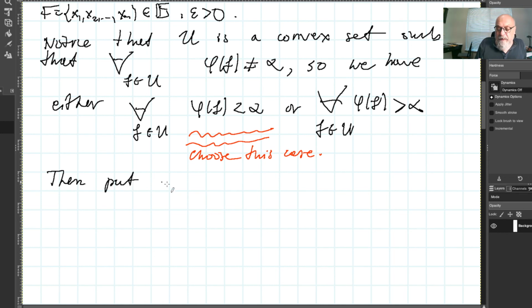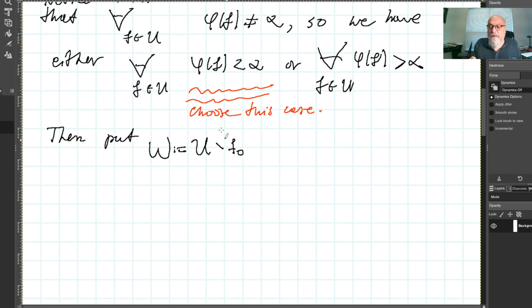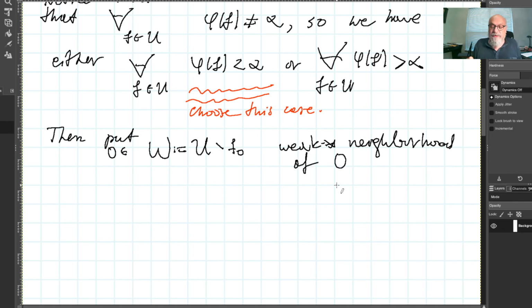So I take the set omega, which is also a neighborhood, but now I'm shifting this neighborhood and I take f0. This is exactly the center of this neighborhood, and I shift it. That means it becomes a neighborhood of zero. So this is a weak star neighborhood of the zero functional in E star.